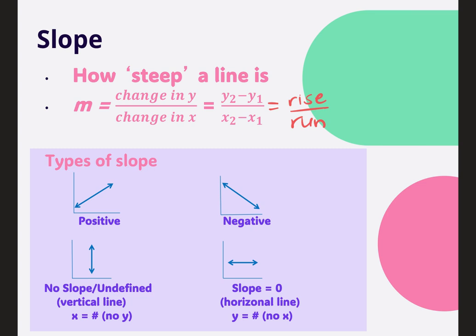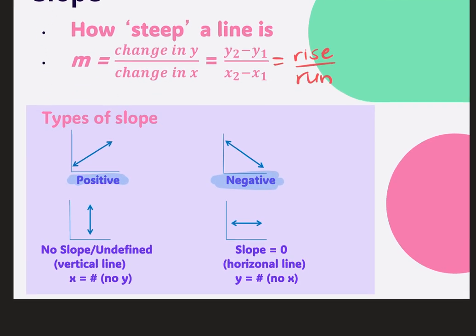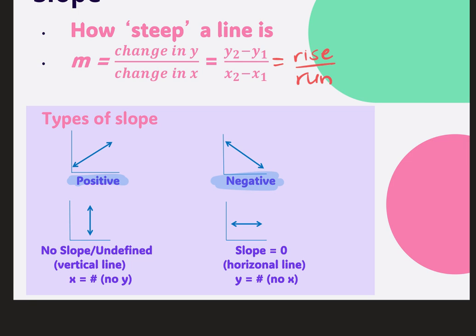There are 4 types of slope. If your graph increases as you move from left to right, then it is positive slope. If it decreases as you move from left to right, it is negative slope. If you have a vertical line, then it is said to have no slope or undefined slope. And again, that would be vertical in equation form. That's an x equals a number and it has no y. So this could be something like x equals 2 would be the result of a vertical line.